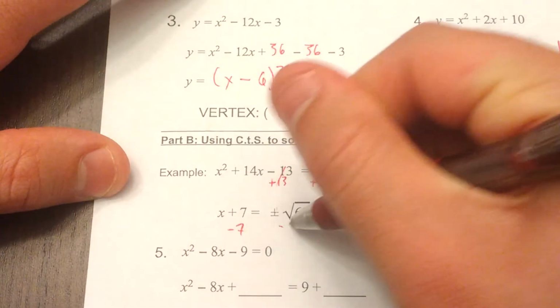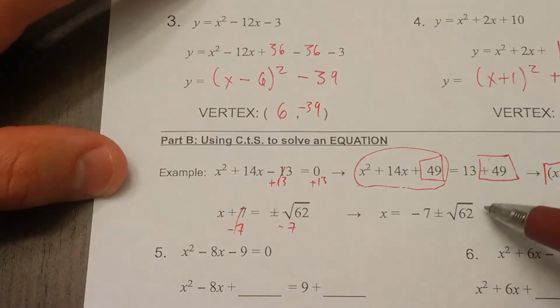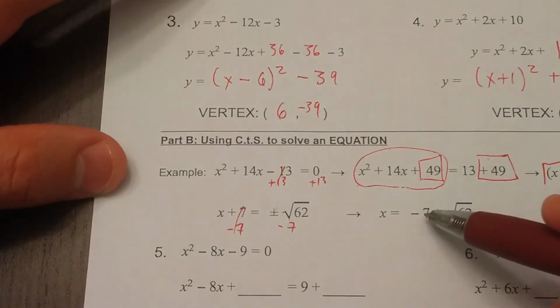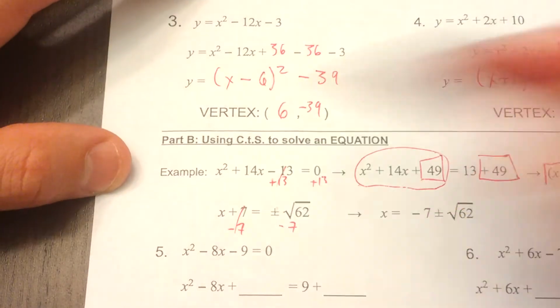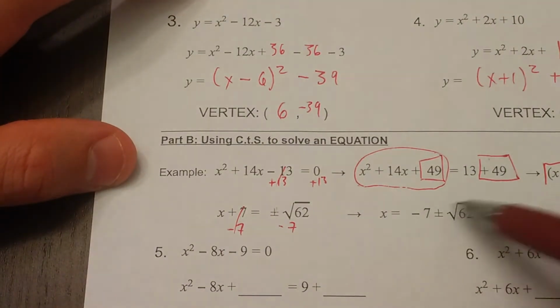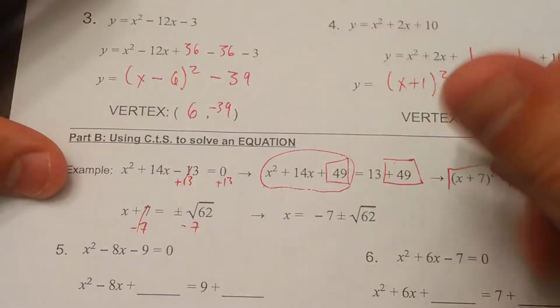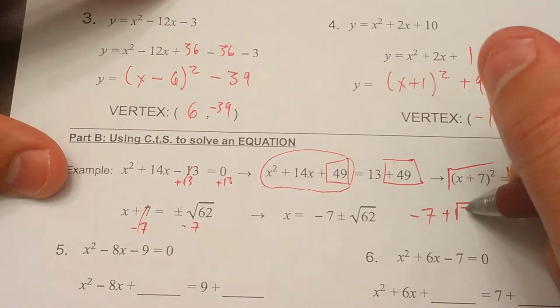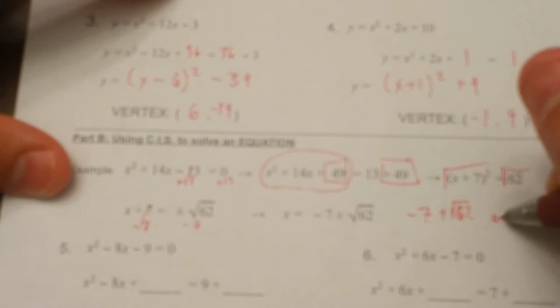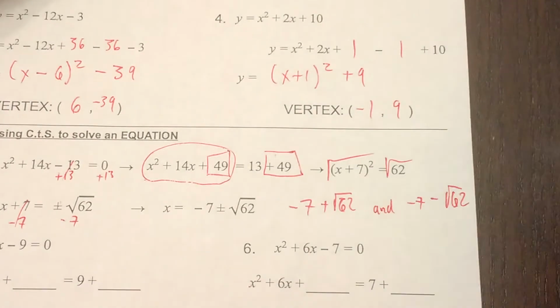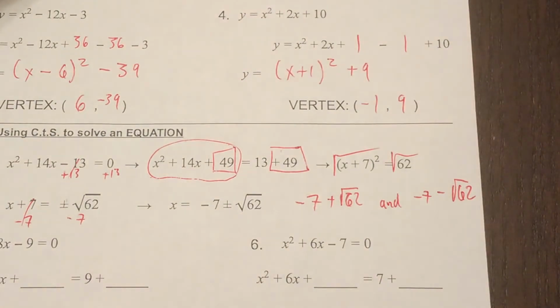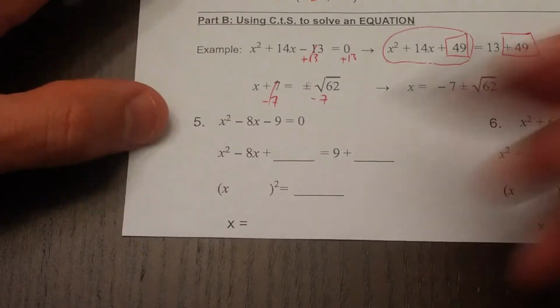We're going to subtract the 7 from both sides. And then now, instead of writing it back here, I'm going to slap it up front. So this means I've got two answers for a quadratic equation. It's negative 7 plus the square root of 62 and negative 7 minus the square root of 62. You see, that symbol means plus and minus. So two different answers.